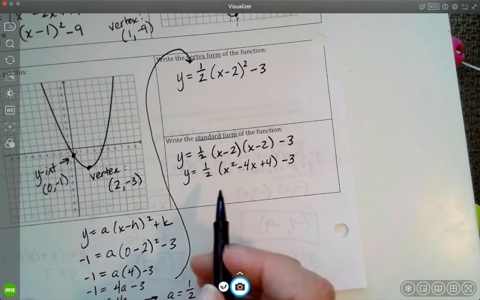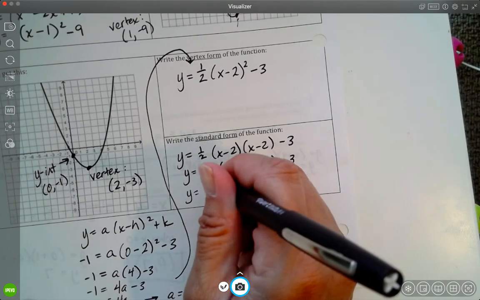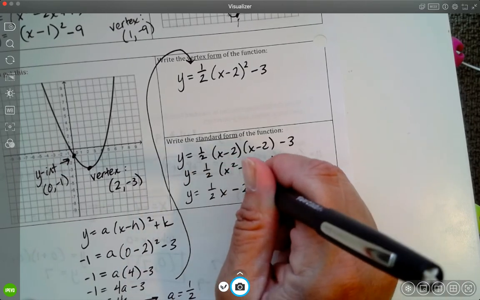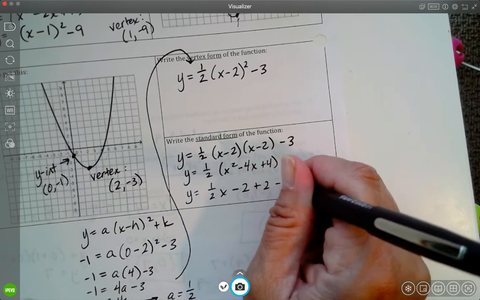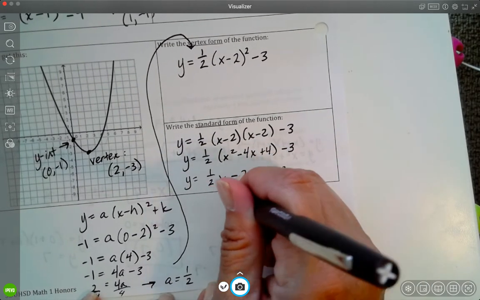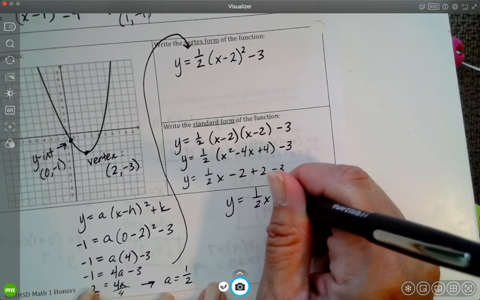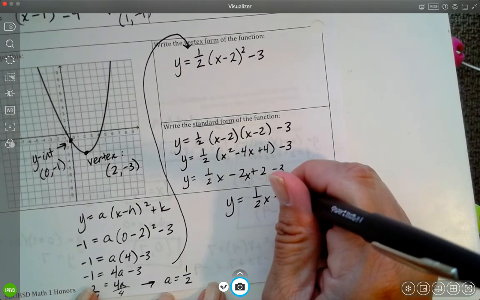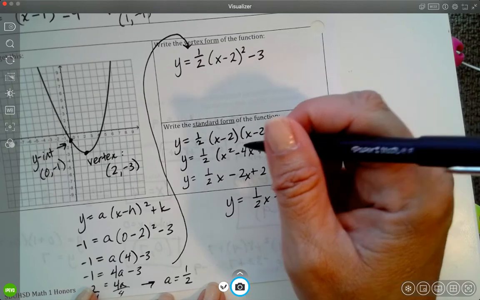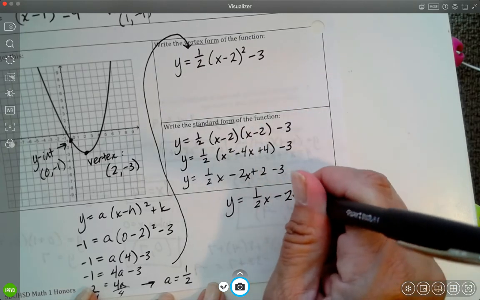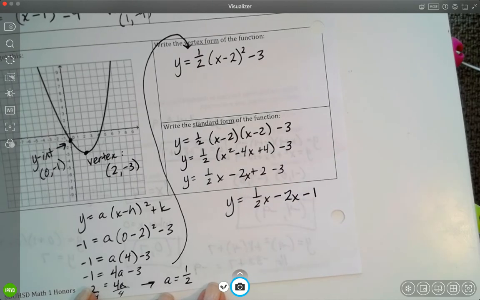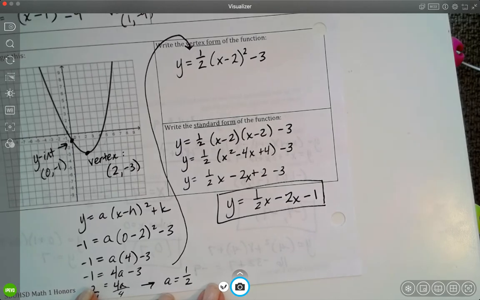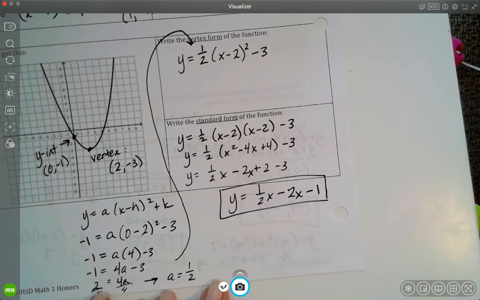Okay, I want to distribute the 1/2, so y equals 1/2 x minus 2 plus half of 4, 2 minus 3. All right, so my standard form is y equals 1/2 x squared minus 2x minus 1. Okay, so this is my standard form. I think going from vertex form to standard form is way easier than vice versa, but that's just me.